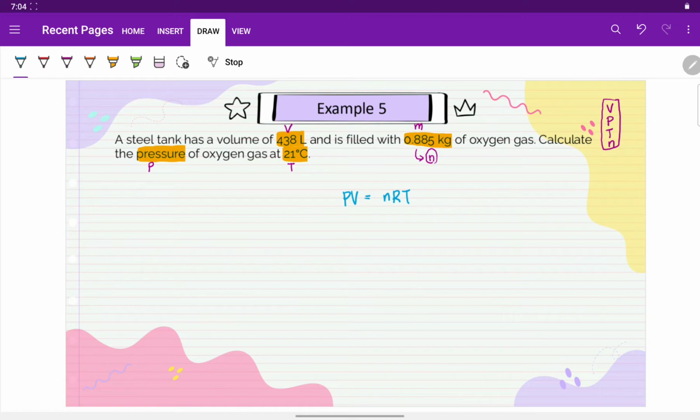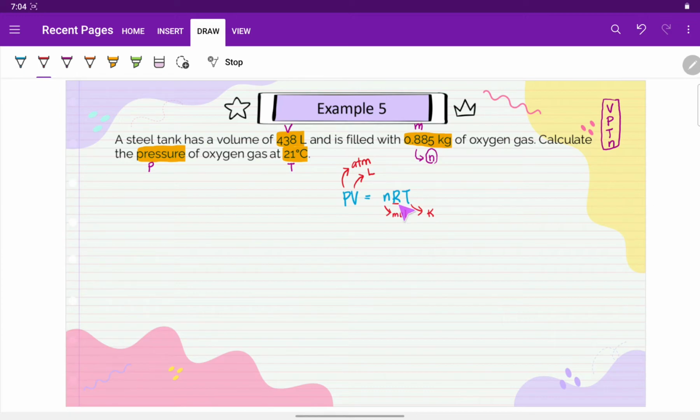Okay, kenapa saya start dengan equation dulu? Sebab awak kena nampak, if we have PV equals to nRT, pressure wajib dalam atm, volume wajib dalam liter, number of mole dia akan jadi dalam mole lah, temperature wajib dalam Kelvin. Kenapa fix atm, liter, mole and Kelvin?